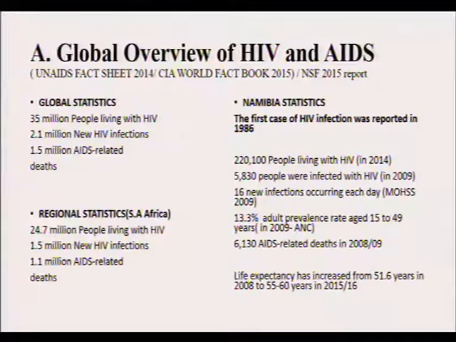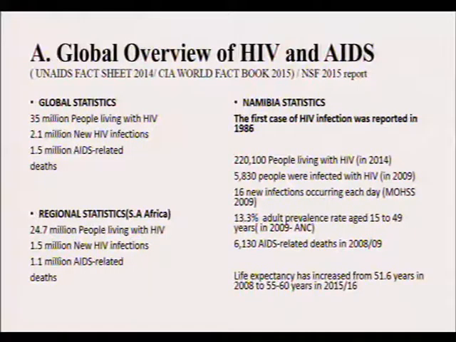So the global statistic shows that there are currently plus minus 35 million people living with HIV/AIDS. The 2014 statistic was 5-6 billion people in the world, so from that we are talking about 35 million people living with HIV/AIDS. From that we have 2.1 million people that are newly infected, which is quite scary. And then 1.5 million people are dying on the planet, during 2014, 2015.